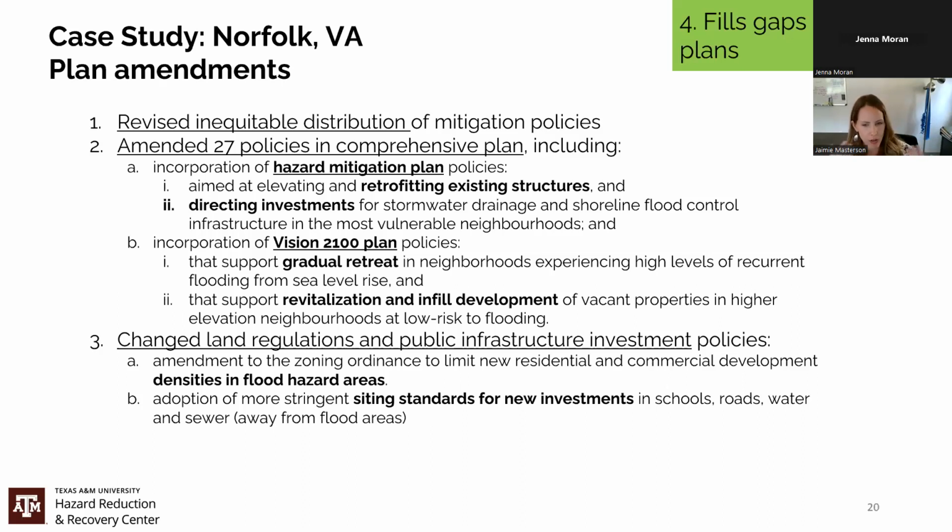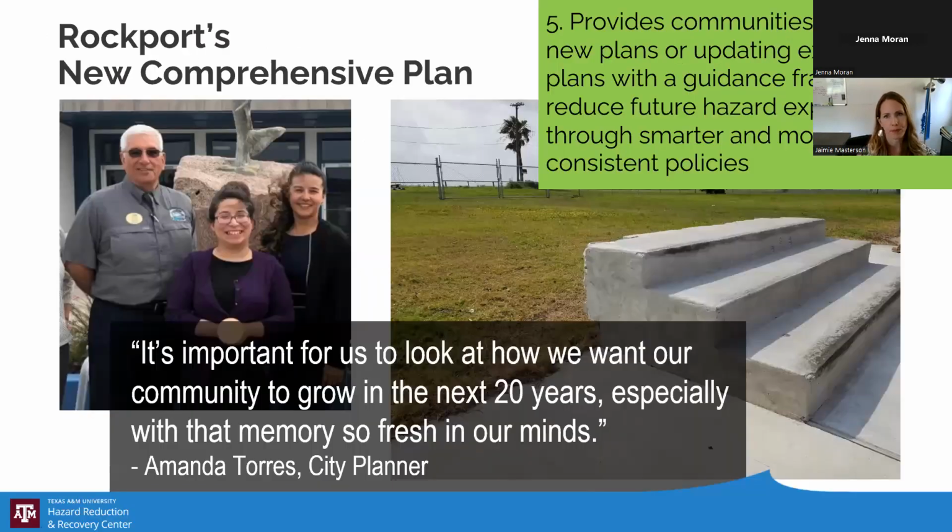And then they hadn't ever really considered their policies on where they would site community facilities and infrastructure. Before, they were allowing their own community facilities, their own taxpayer dollars, in those hazard zones. And so they made sure that they had some stringent guidelines on where schools and roads and sewer and water could be within the community.